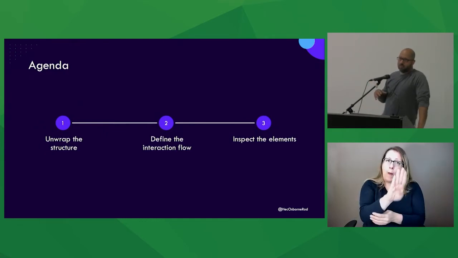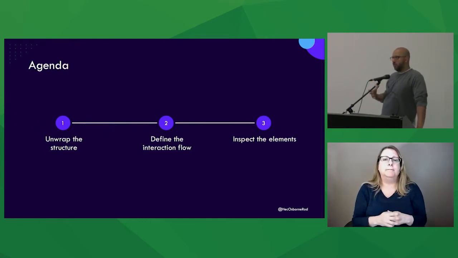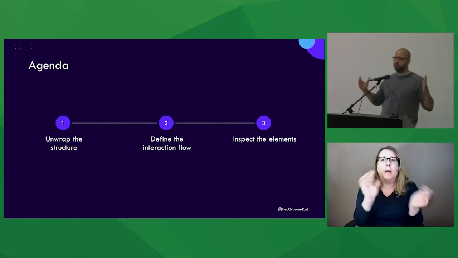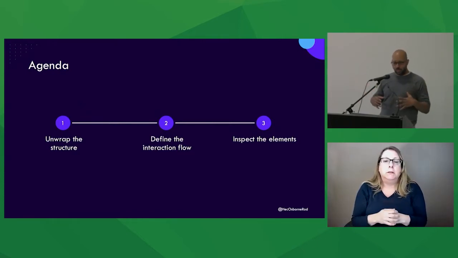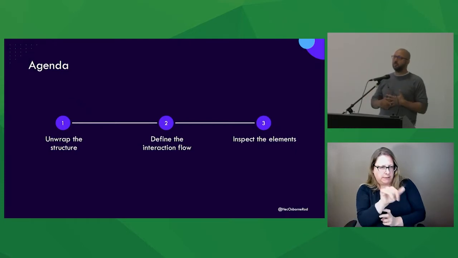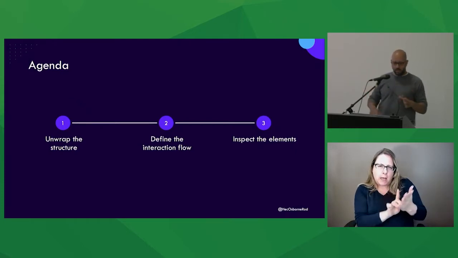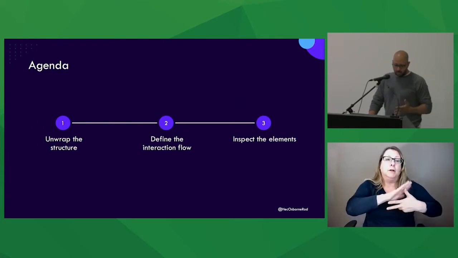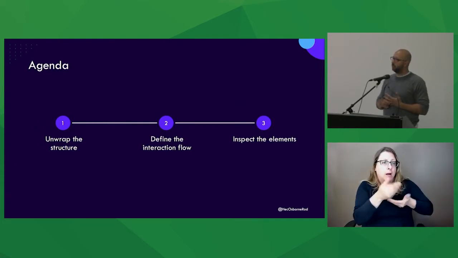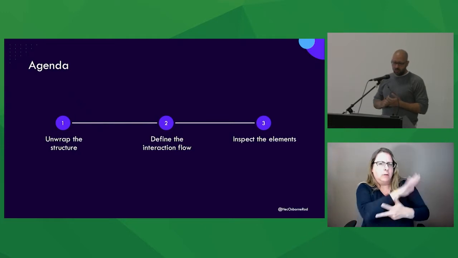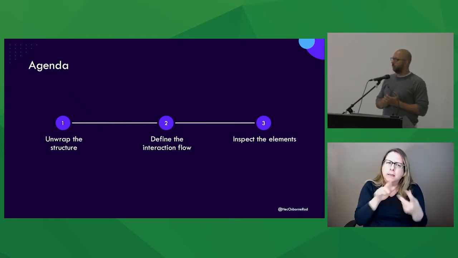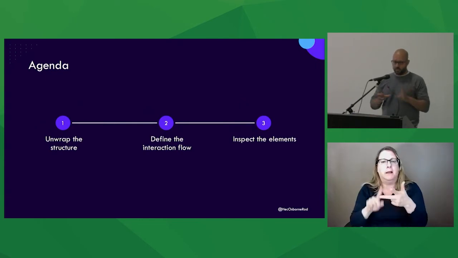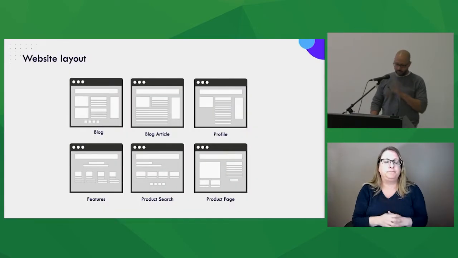So when I work in accessibility, I work on web e-commerce, right? So I try to see problems from big to small. When I dissect a website, even from the design, I try to follow a 3-step process. Step number 1, unwrap the structure of whatever is presented to me. Then define the interaction flow, we'll talk about that later, and then inspect a specific element.